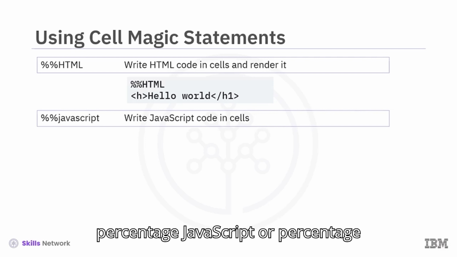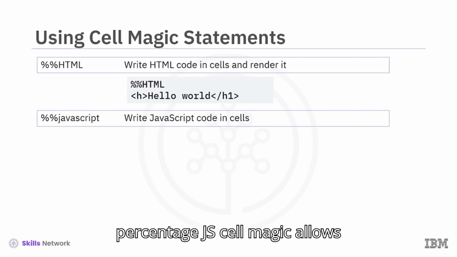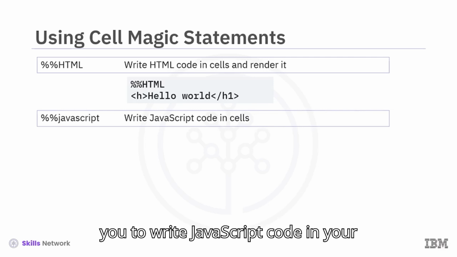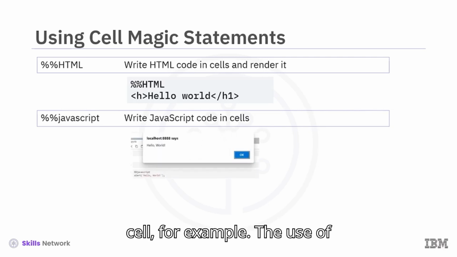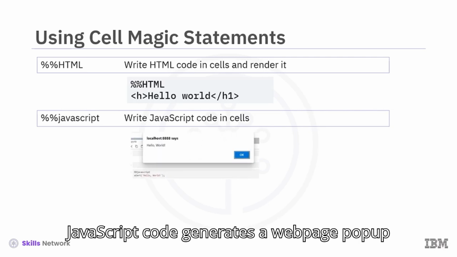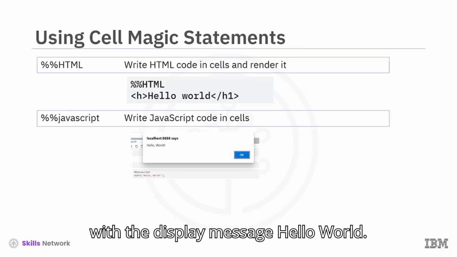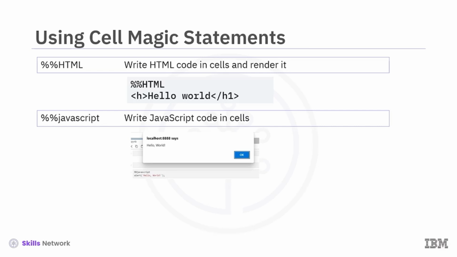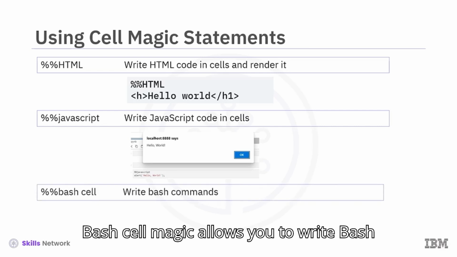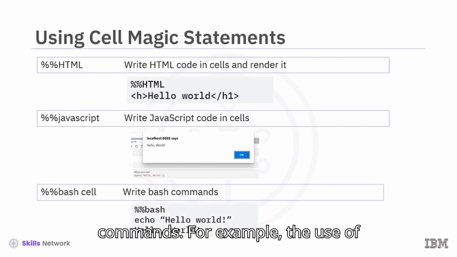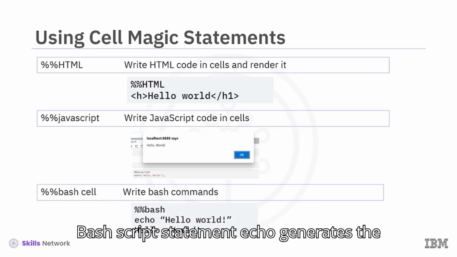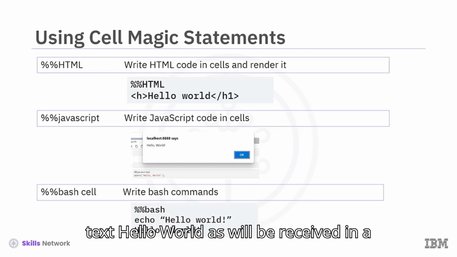The %%javascript or %%js cell magic allows you to write JavaScript code in your cell. For example, the use of JavaScript code generates a web page pop-up with the display message "Hello World." The %%bash cell magic allows you to write bash commands. For example, the use of the bash statement echo generates the text "Hello World" as will be received in a terminal.